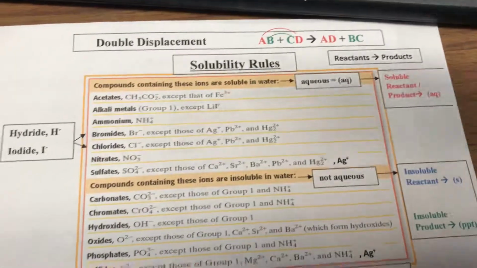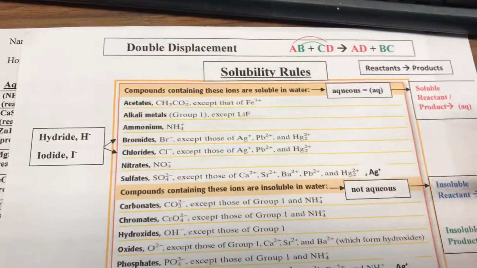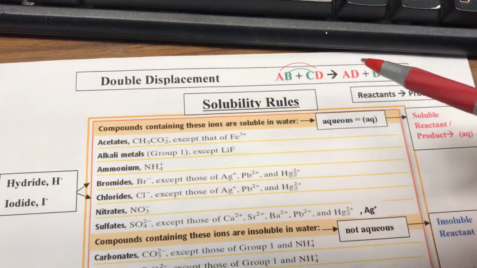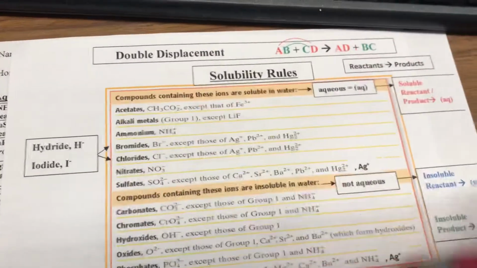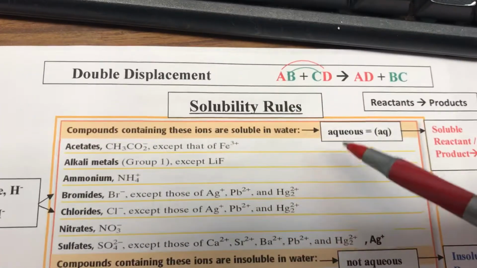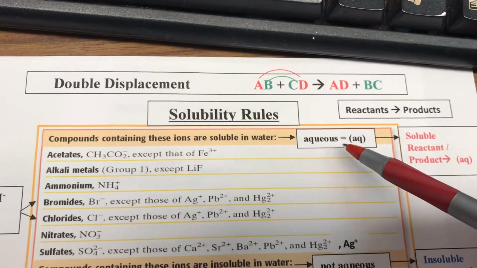In this video, I'm going to talk about the solubility rules only. The solubility rules are for double displacement reactions, so we need to know how to read this table. Anything on the top of the table is soluble, meaning that it's aqueous.